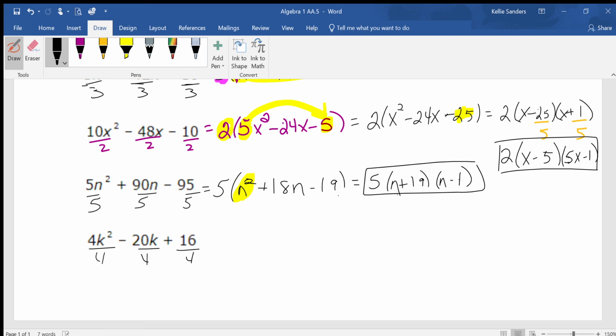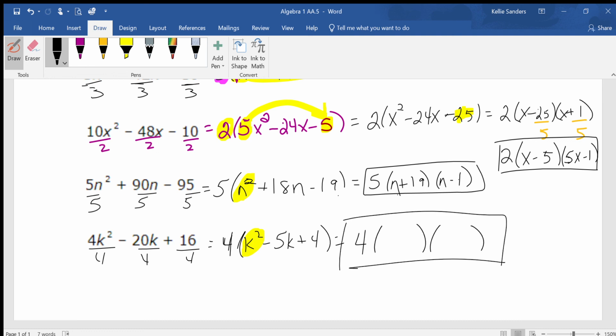4, 4, and 4. K squared minus 5k plus 4. That's 1, so we don't have to do anything else. This is going to be the answer. Negative times a positive is a negative. Multiply to get 4 and add to get 5 is 4 and 1. There we go.